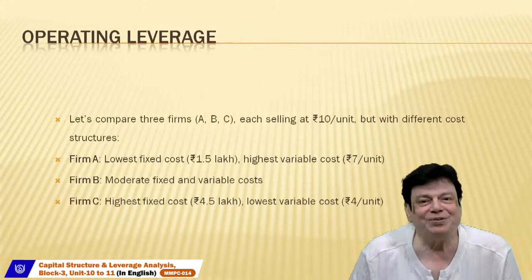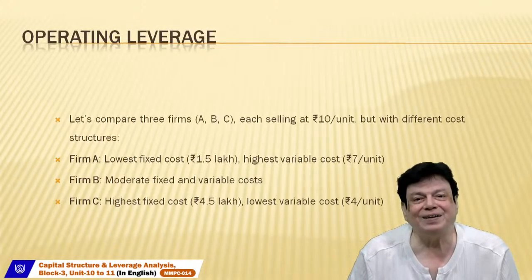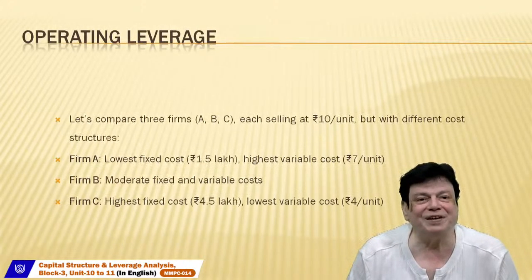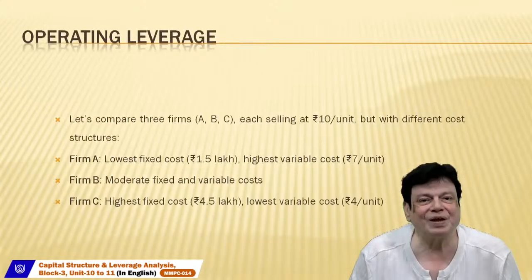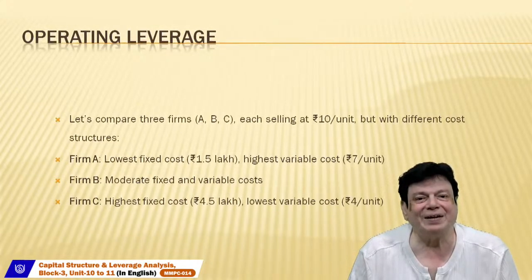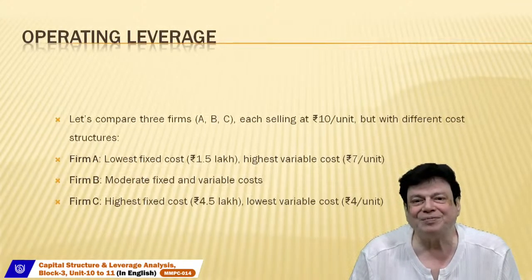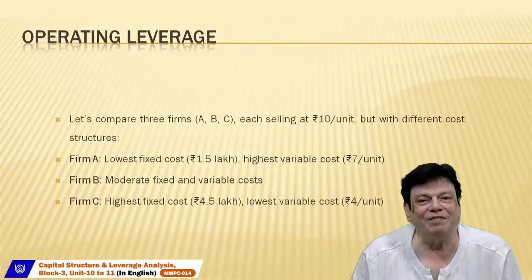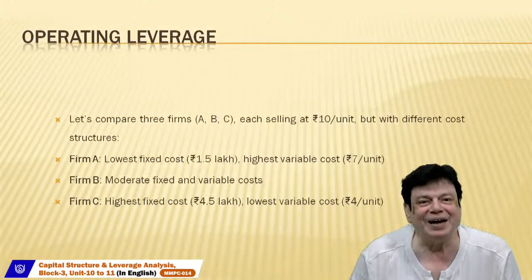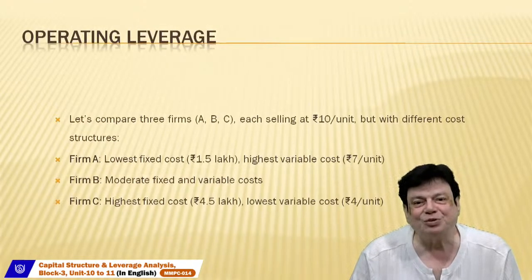Now again, an example. There are 3 firms, A, B and C, each selling at rupees 10 per unit, but with different cost structures. Firm A has the lowest fixed cost of rupees 15 lakh and the highest variable cost of rupees 7 per unit. Firm B has moderate fixed and variable costs. Firm C has the highest fixed cost of 4.5 lakh and the lowest variable cost of rupees 4 per unit.